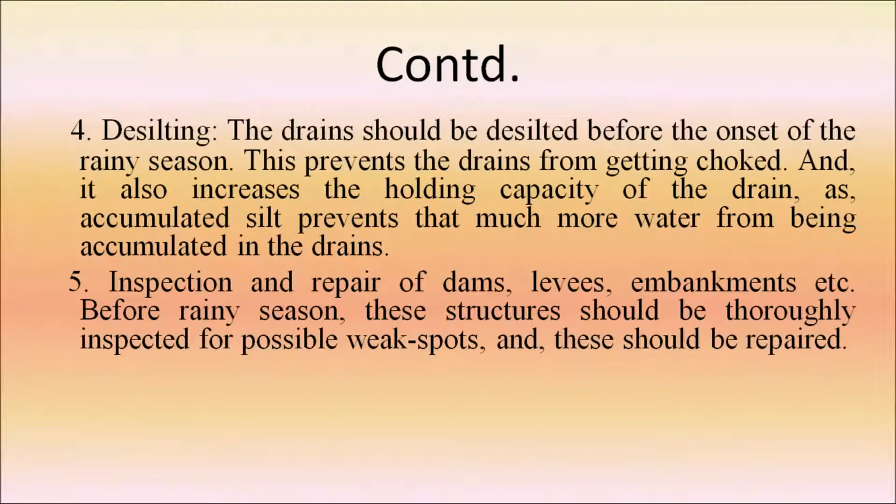Next is desilting. The drains should be desilted before the onset of the rainy season. This prevents the drains from getting choked and it also increases the holding capacity of the drain, as accumulated silt prevents that much more water from being accumulated in the drains. Then there is inspection and repair of dams, levees, embankments, etc. Before the rainy season, these structures should be thoroughly inspected for possible weak spots and these should be repaired.